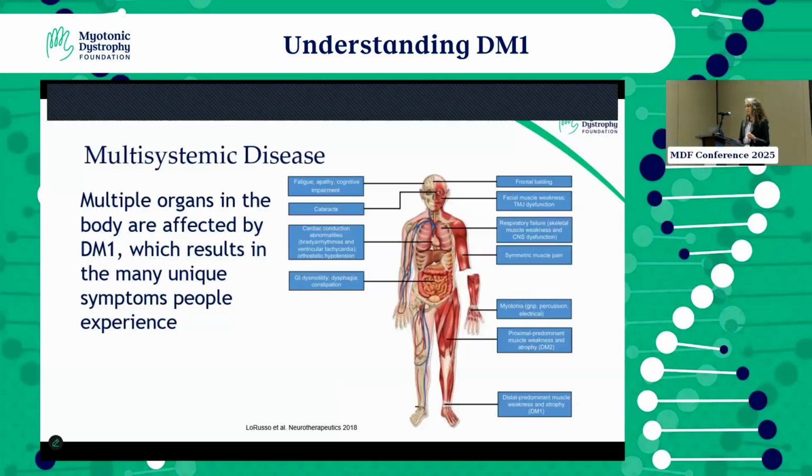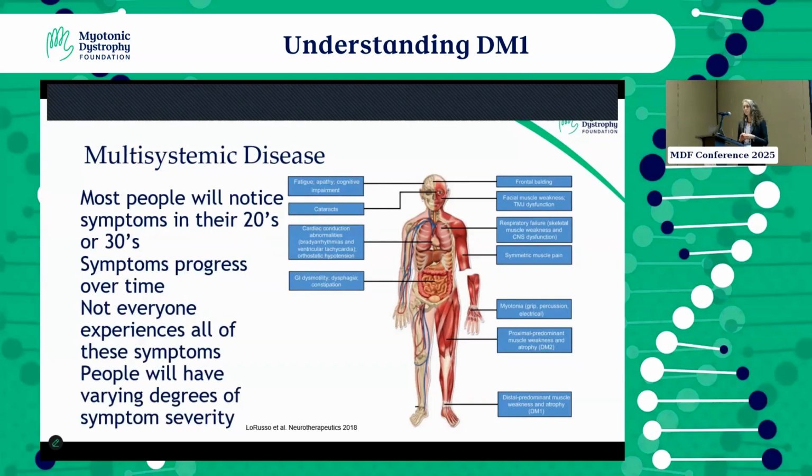Signs and symptoms of DM1. It is a multi-system disease. That means multiple organs within the body are affected by DM1. And this results in the many unique symptoms that people experience. Most people will notice their symptoms in their 20s or 30s. The symptoms do progress over time.